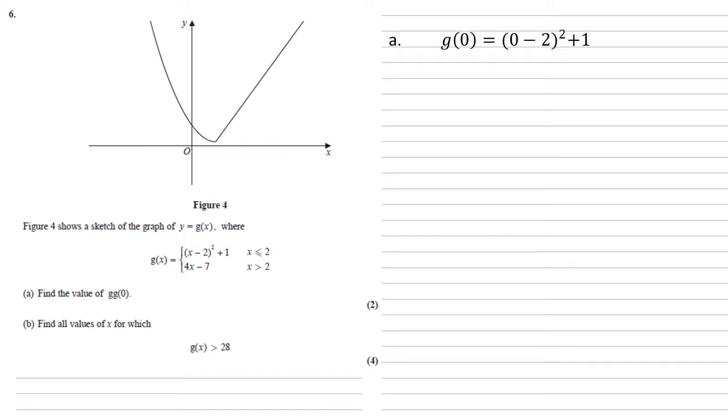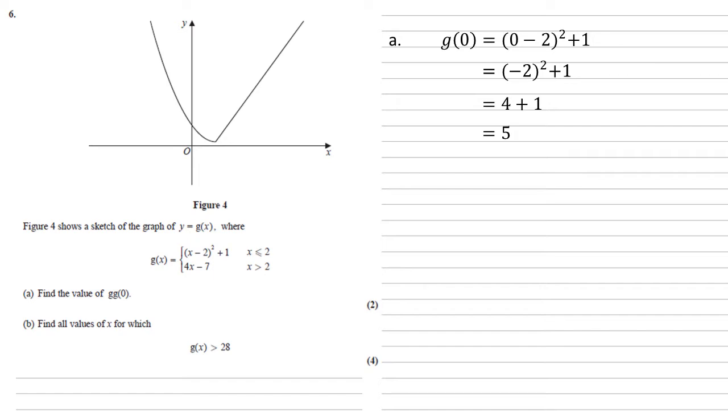So the first thing to do is find g of 0. So we substitute 0, and we're going to put it into the (x minus 2) squared plus 1 part, because 0 is smaller than 2. So we have (0 minus 2) all squared plus 1. So that's (negative 2) squared plus 1, 4 plus 1, which is equal to 5.